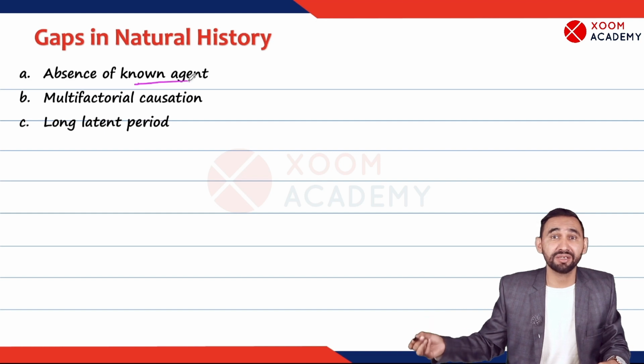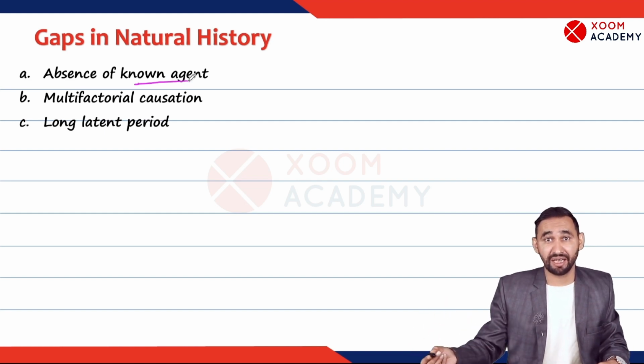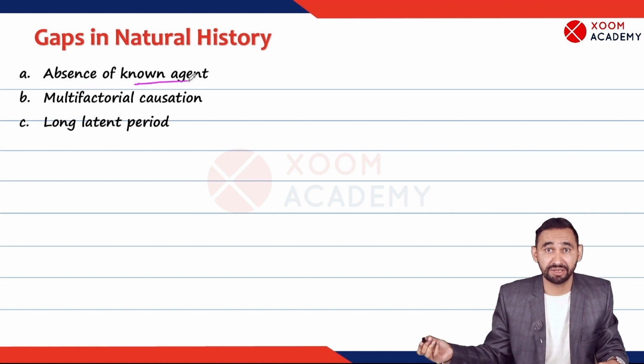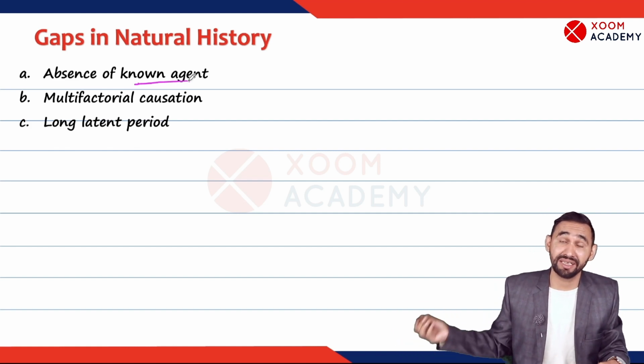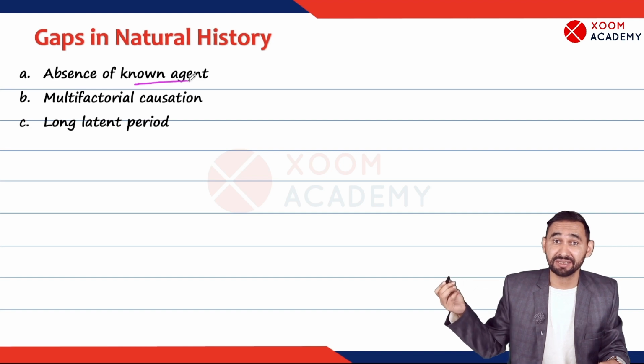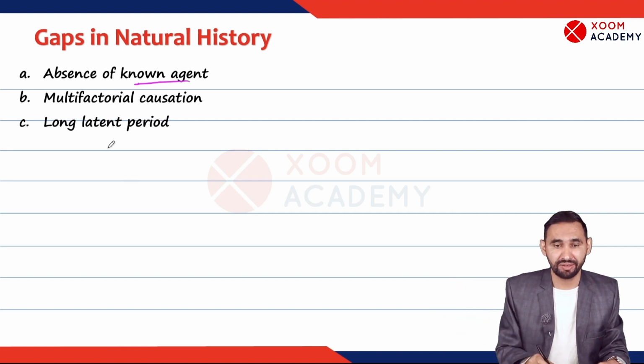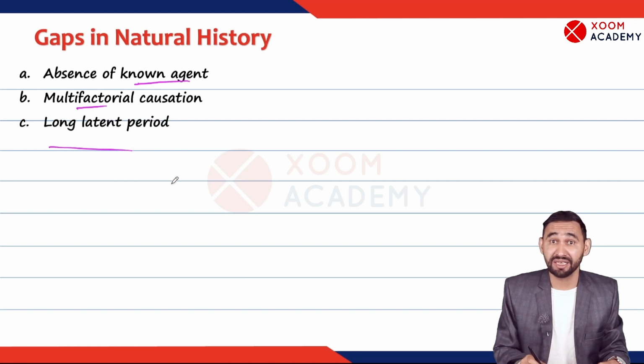Most chronic diseases are multifactorial, like hypertension. Stress can cause hypertension. Smoking can cause hypertension. Alcohol can cause hypertension. Age, family history, stress, obesity. So there are multiple factors. The latent period is longer. It takes time to develop disease. So it's hard to identify chronic disease.